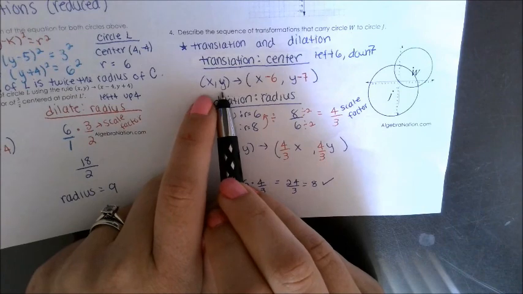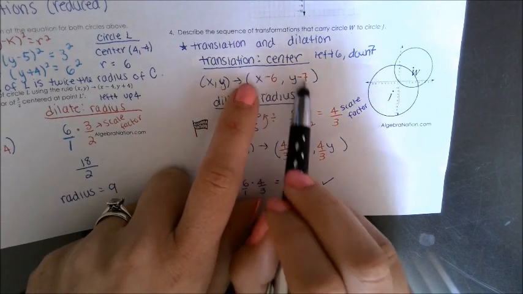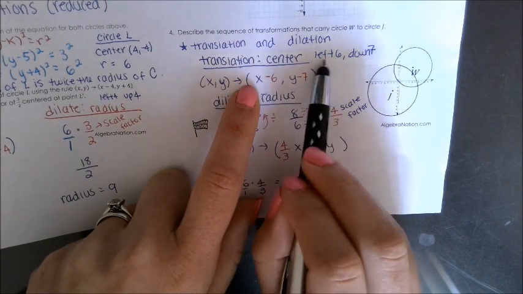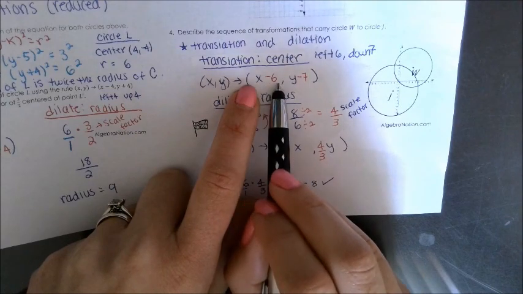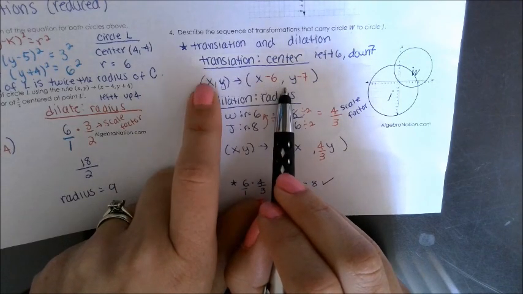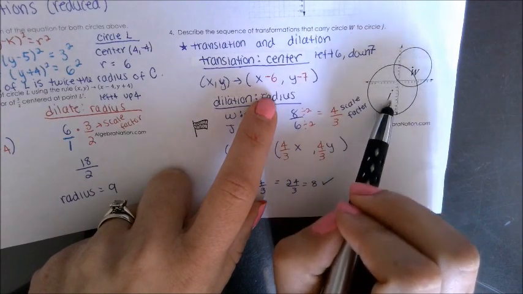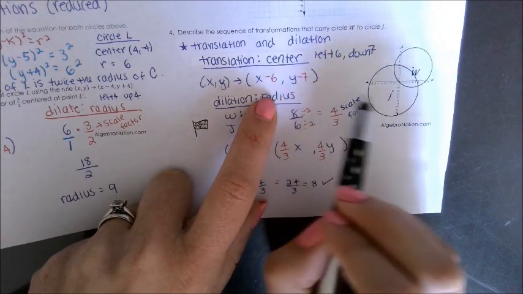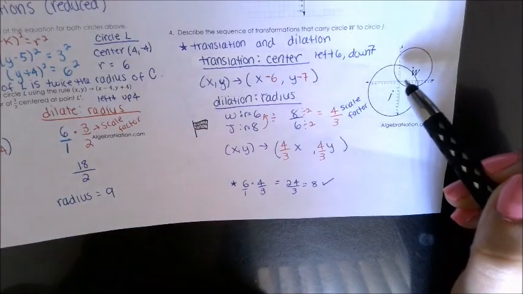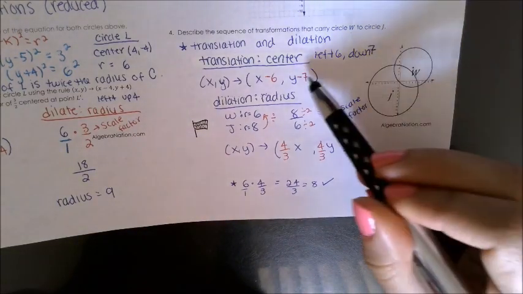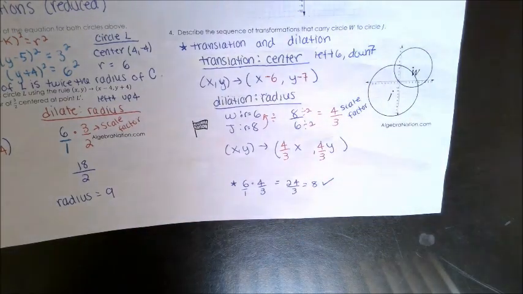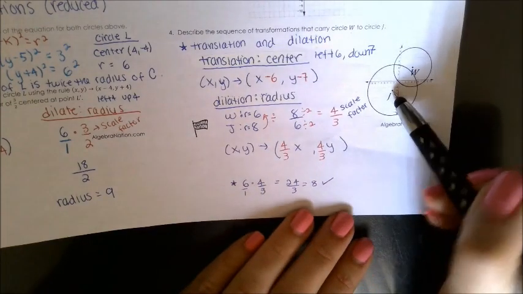Your x, y got transformed. So for x, I went left 6, so I'm going to put x minus 6, comma. That's what happened to the x values. You got moved 6 left. Then for the y values, I went down 7, so it's y minus 7. If you're going right or up, those will be positives, okay? So that's your center. That's how it got moved.